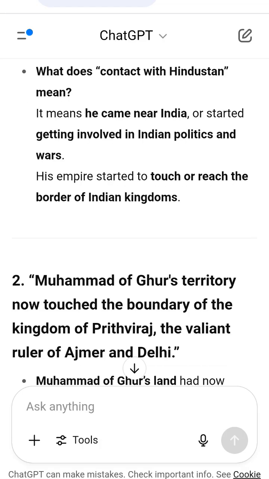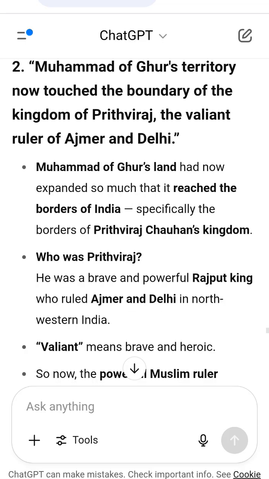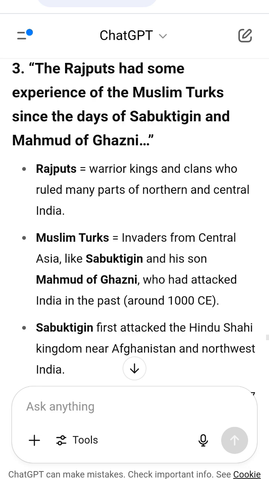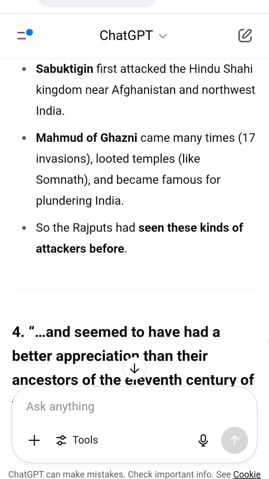10. Mention has already been made of the capture of Hansi and of Batinda by the Chauhans. The Chauhans, Prithviraj's clan, had already captured two important forts. Hansi and Batinda were important military towns in the region between India and the Ghaznavid lands. This showed that the Rajputs were not afraid, and they had some military strength.